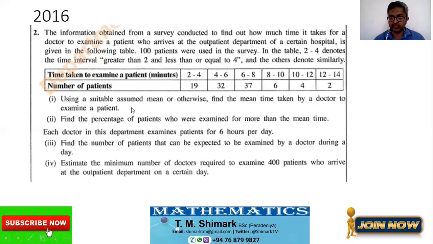So the first question itself is clearly saying to use this method. Here they have themselves given that information: a suitable assumed mean or otherwise. We can use the other method also, but this is an easy method, so we should examine how we are going to do this. Let's see how we can get the answers.